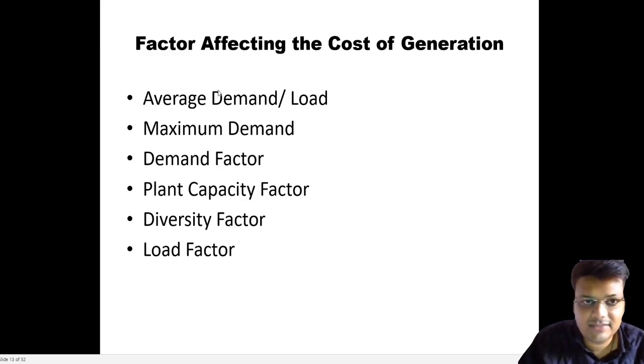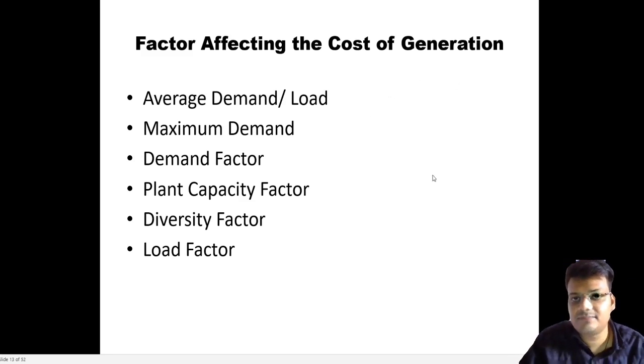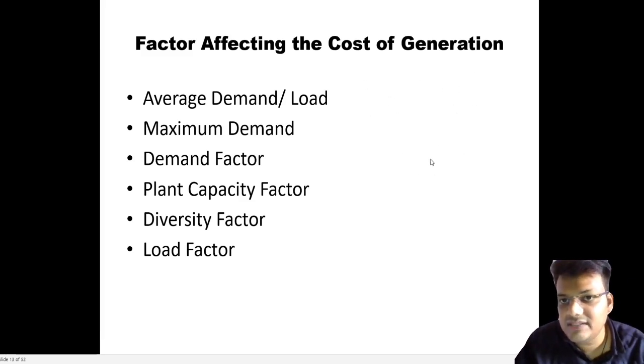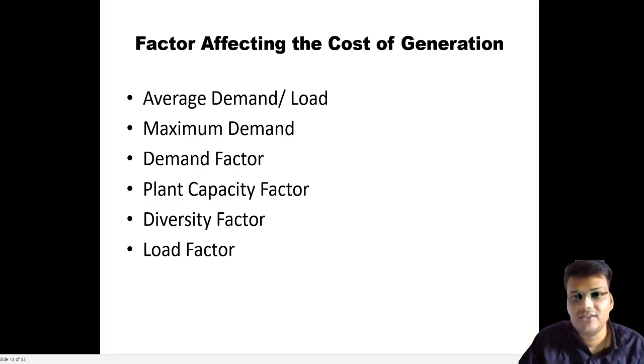So, what are the factors affecting the cost of generation? As I told you, we are studying power system operation and control to get profit. How will we get the profit? First, we should know what the cost of generation is. The cost of generation depends upon the average demand, or in the case of a grid, the average load. There is no difference between the value of average demand and average load.